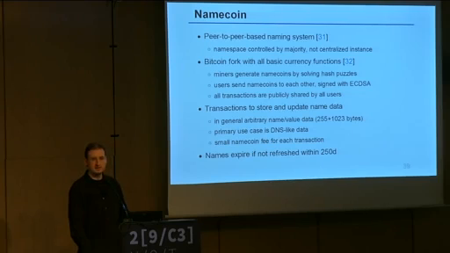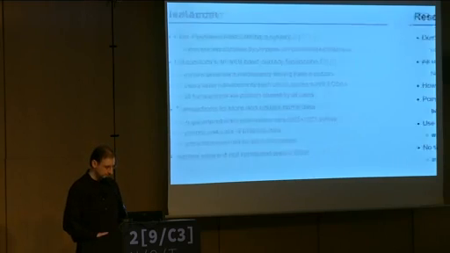And the primary use case is to put DNS-like data into these fields. So you could also put your GPG signature in there. It's also possible. And each of these transactions costs a small fee, like in Bitcoin. You need to refresh the names. They expire if you don't refresh them, and this will again cost a fee.